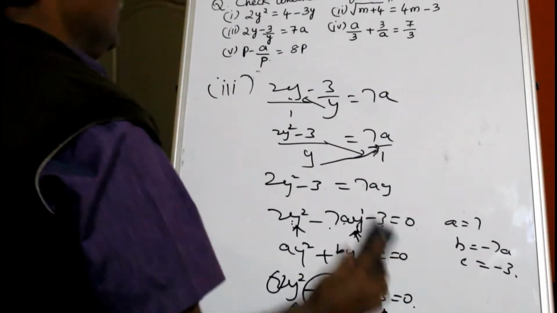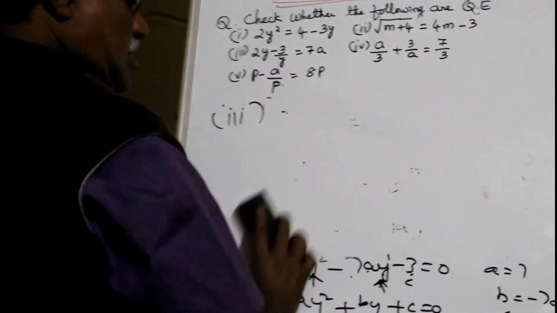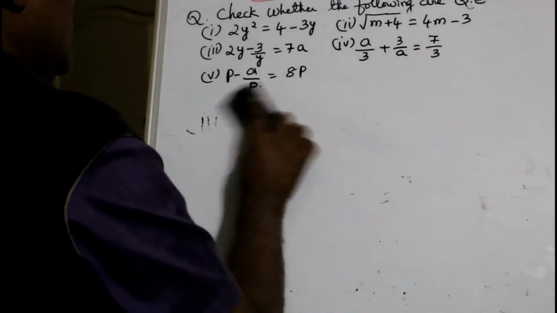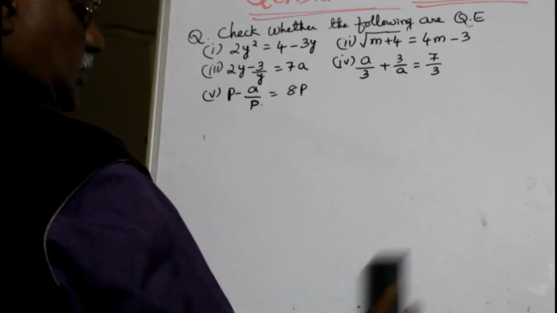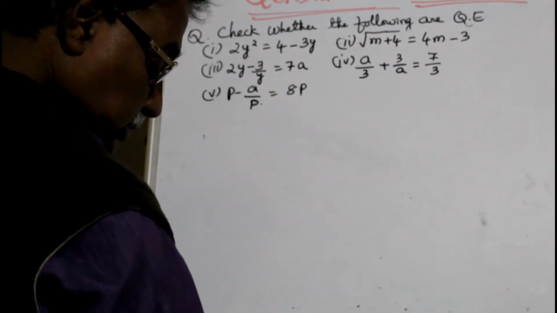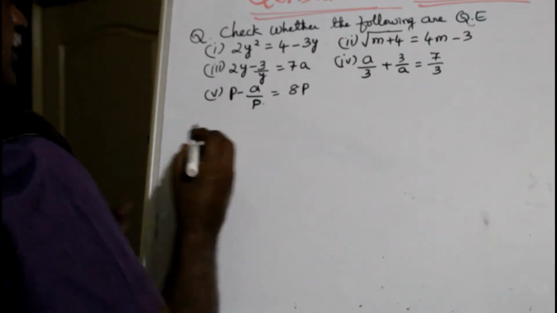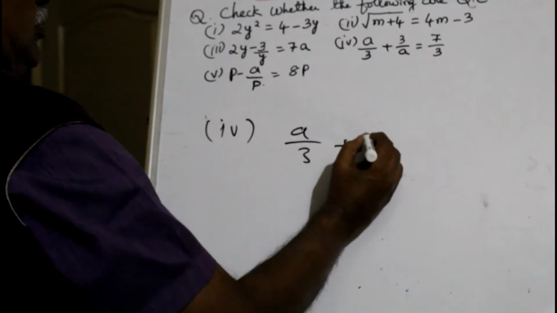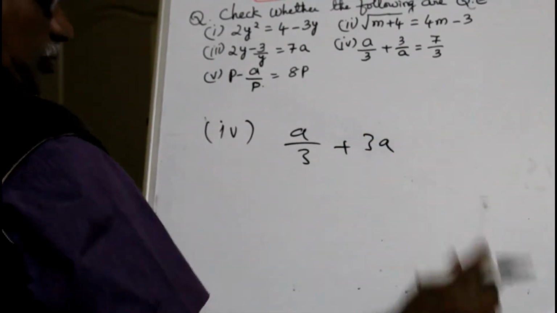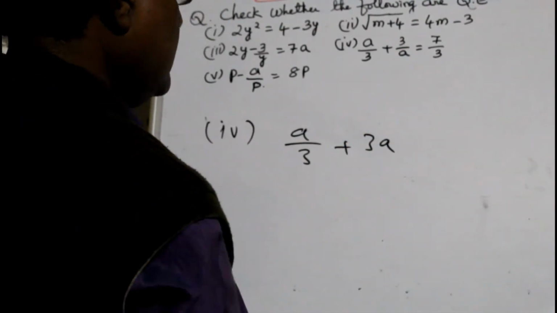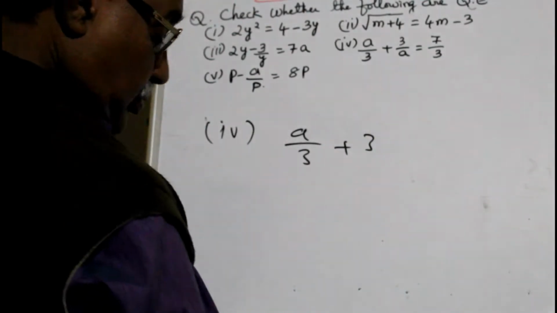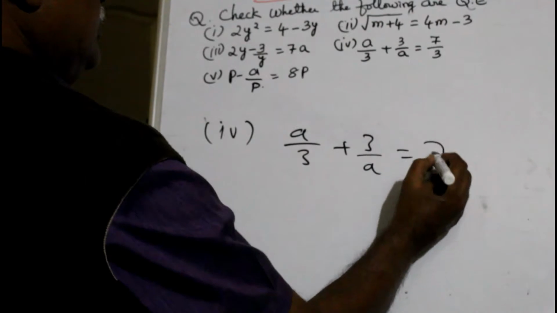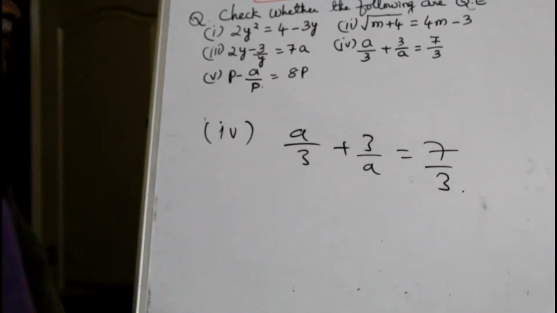We'll try the next sum. Next sum, look here. a by 3 plus 3 by a equal to 7 by 3.